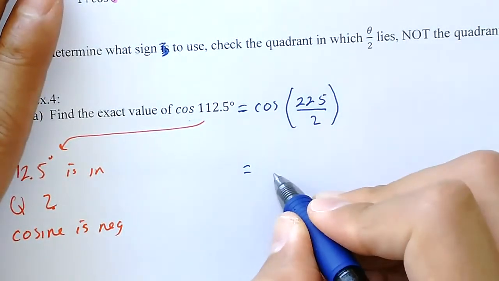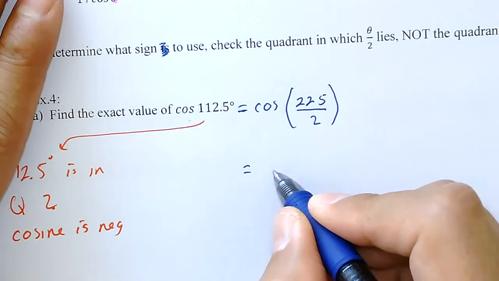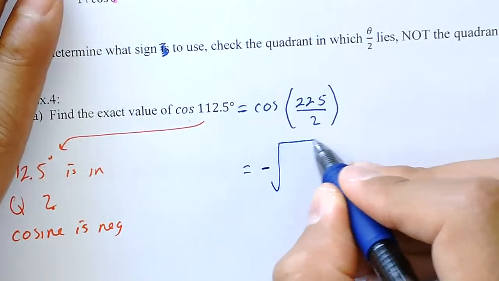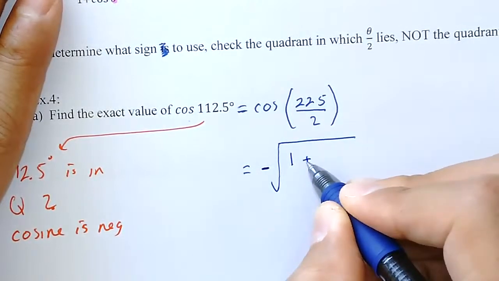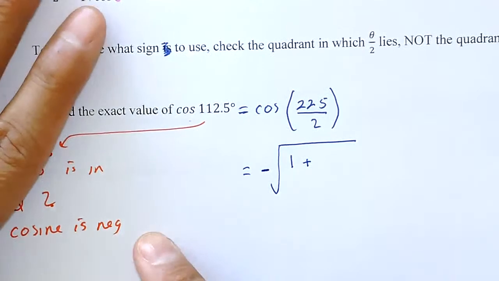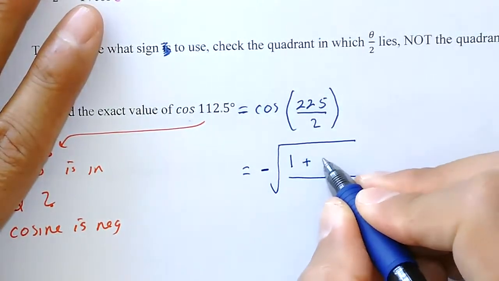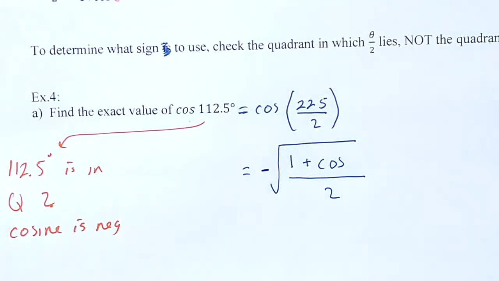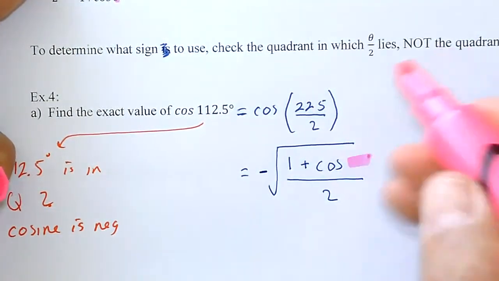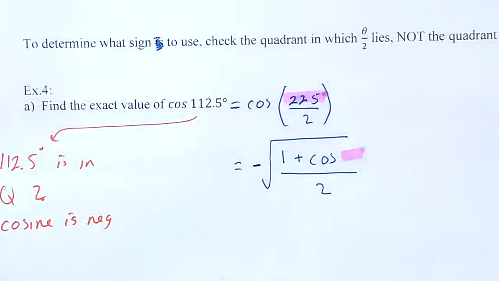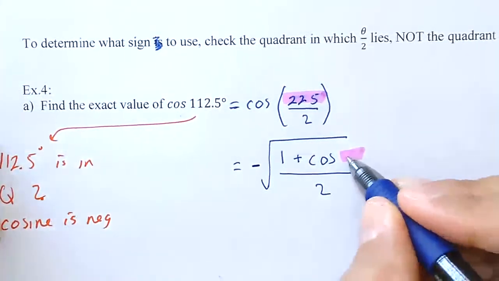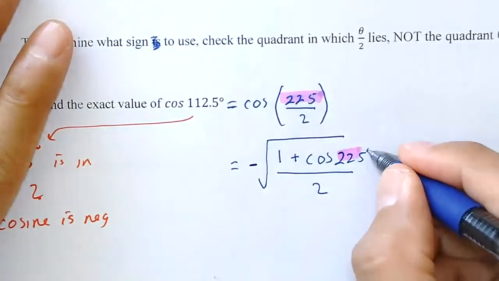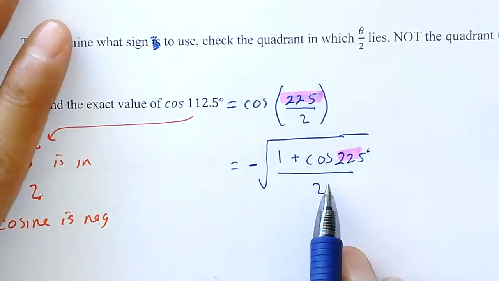Because we have this, I'm going to use my half angle formula for cosine, and remember that says plus or minus, but I'm going to use the negative sign because of what we talked about over here. So I go 1 plus the cosine of theta over 2. That theta is whatever angle I have there. In this case, it is 225. And all of that is in the radical.